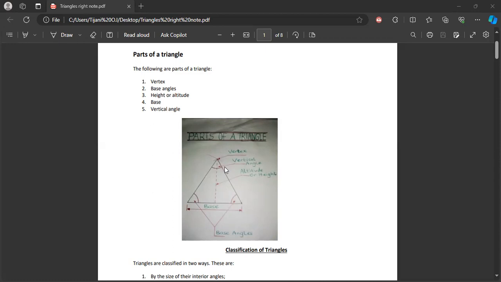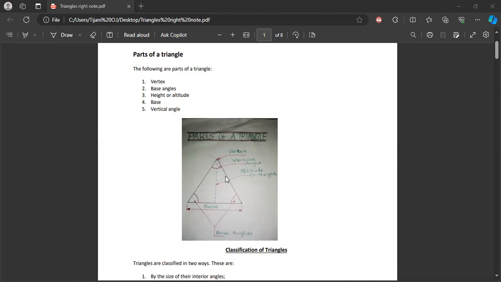Then we also have the vertical angle. This angle here is a vertical angle. And then we have the altitude or height. This line, drawn from this point on the vertex to the base, is an altitude, or we call it height. The distance from this point to this point is the base of the triangle. And this angle and this angle are the base angles of this particular triangle. So those are the parts of the triangle.